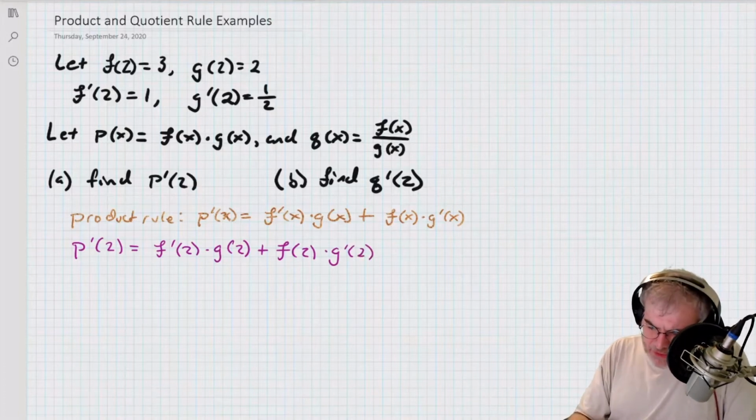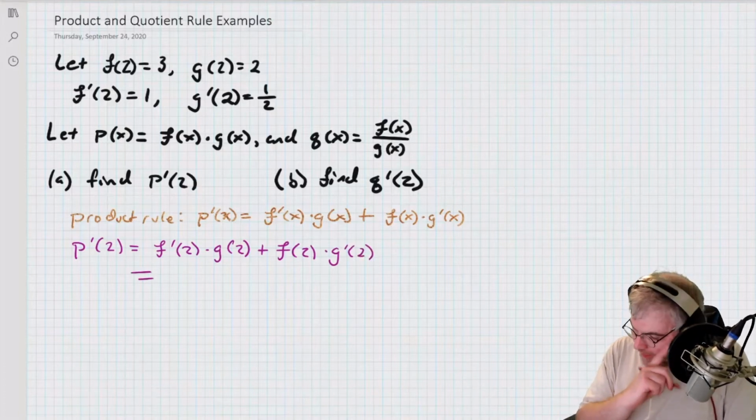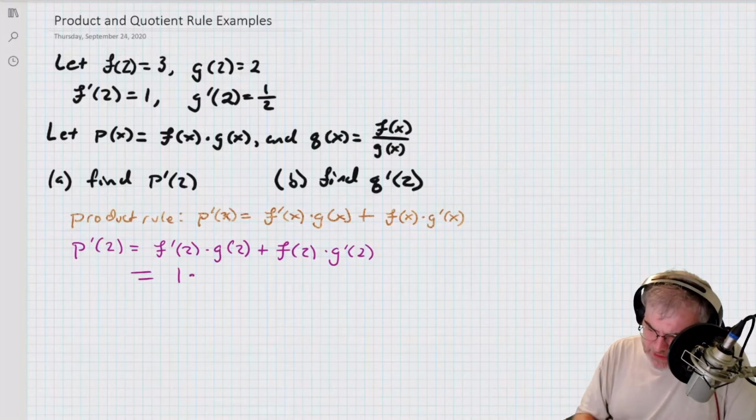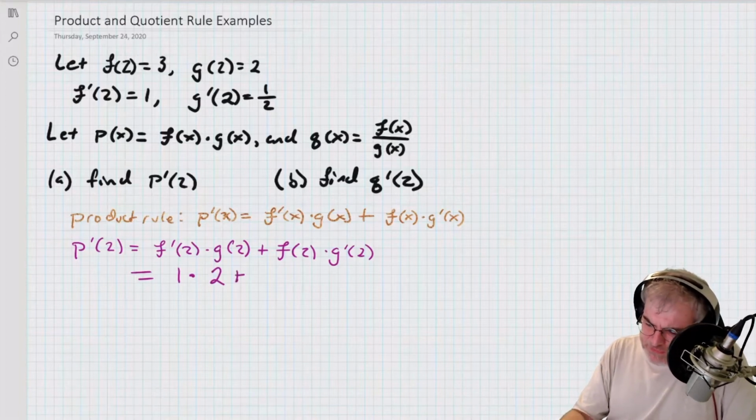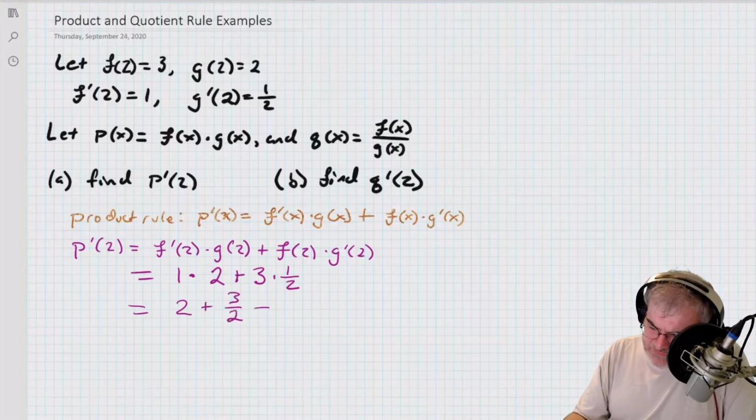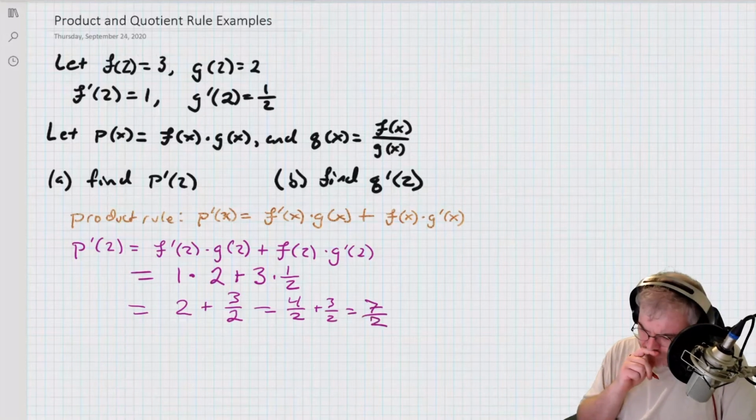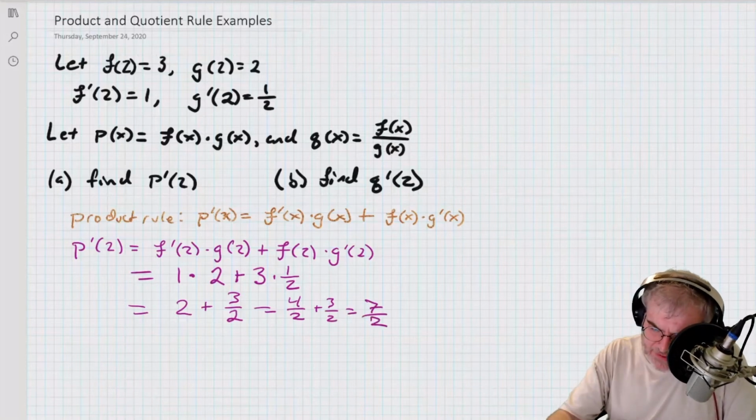And we have a little menu up here of things that I know. I know that f prime of 2 equals 1, and I multiply that by g of 2, which just equals 2, plus, now f of 2 is 3, times g prime of 2, which is 1/2, which gives me 2 plus 3/2, which gives me, this is 4 over 2, which gives me 7/2. So that's p prime of 2 right there.